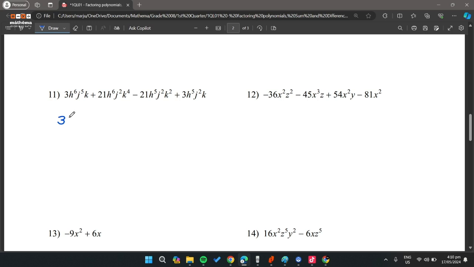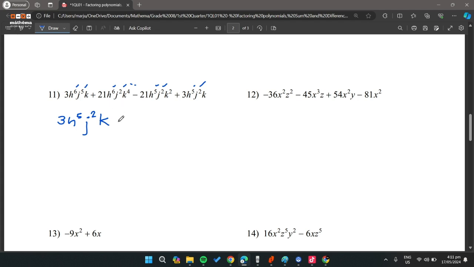So let's try to write h first. And look at the lowest exponent of h. We have 6, 6, 5, 5. So we will write h to the 5th power. And then we have j. Lowest exponent of j, we have 5, 2, 2, 2. So we will write 2. So we have j squared, and then lastly our k. Lowest exponent of k is 1. So we will write k.